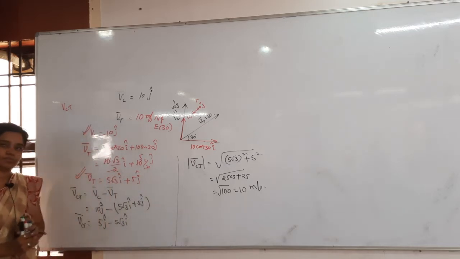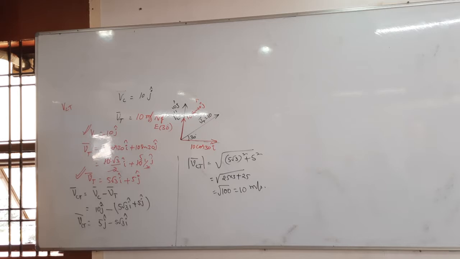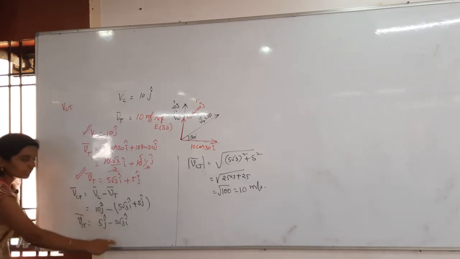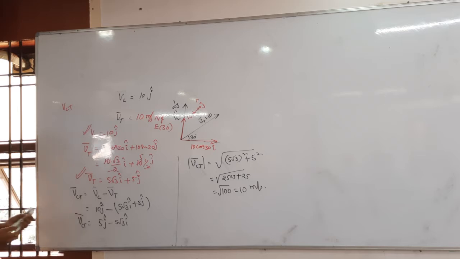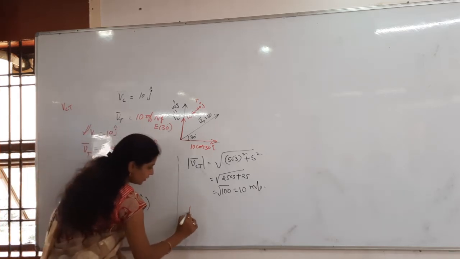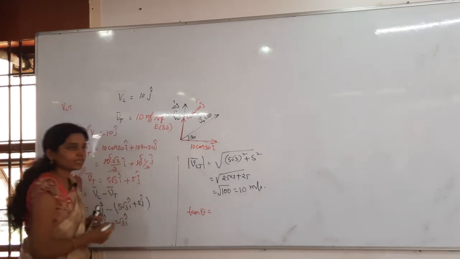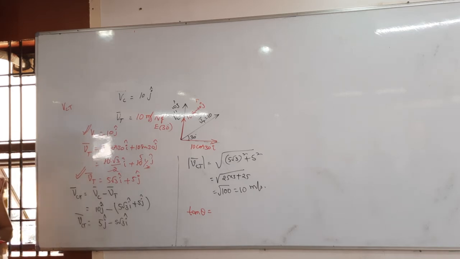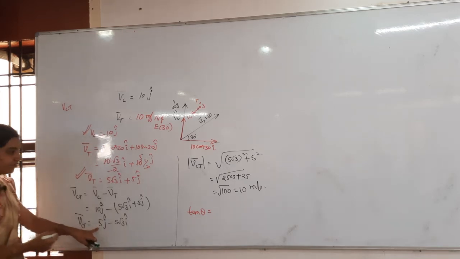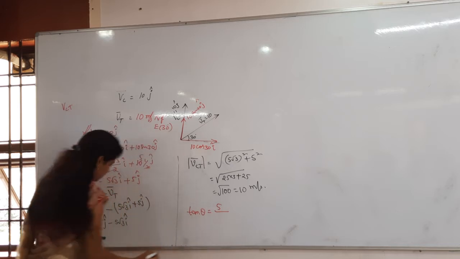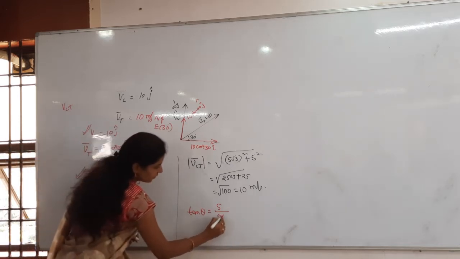Now can you tell me the direction with angle? See, simply don't go for the diagram. Simply by this vector only we can say. So what is tan theta? Tan theta is equal to just what you have to take? Opposite by adjacent. Who is opposite here? 5 divided by 5 root 3.